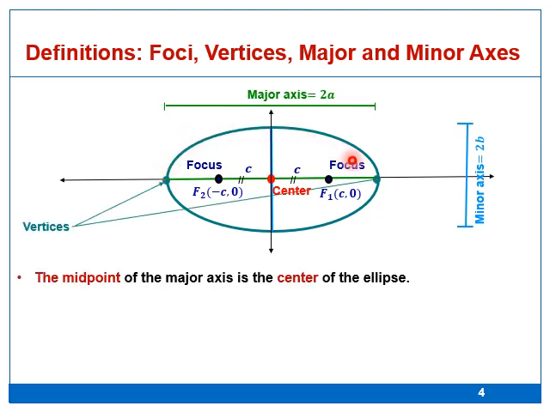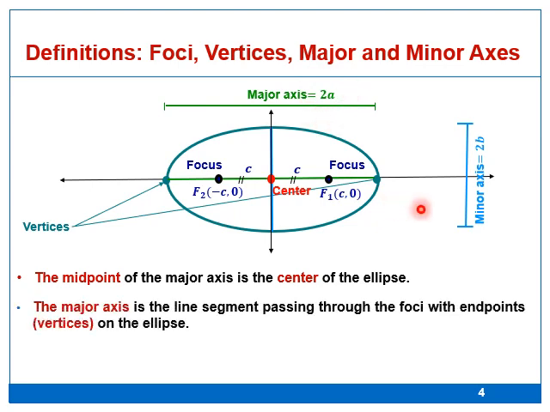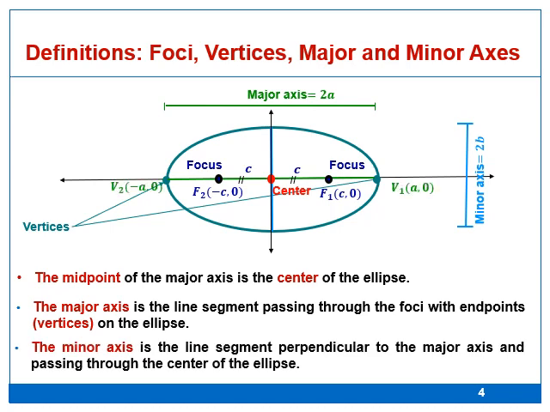Also, the ellipse cuts its major axis in 2 points. These points are called the vertices, and if we assume that this length is 2a, then the vertices coordinates will be (a, 0) and (-a, 0). It's clear that the center, the two foci, and the vertices all lie on the major axis of the ellipse.